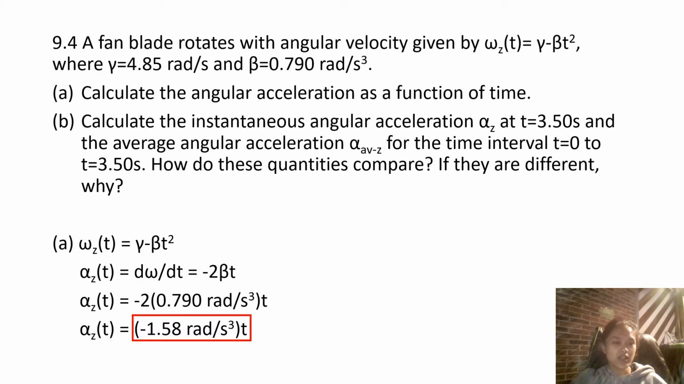First, we calculate the angular acceleration as a function of time using the equation gamma minus beta times t squared. Then we differentiate the equation, and now we have negative 2 beta t. Then we plug in beta: we multiply negative 2 by 0.79 rad per second cubed, and the time remains because we want the angular acceleration as a function of time.